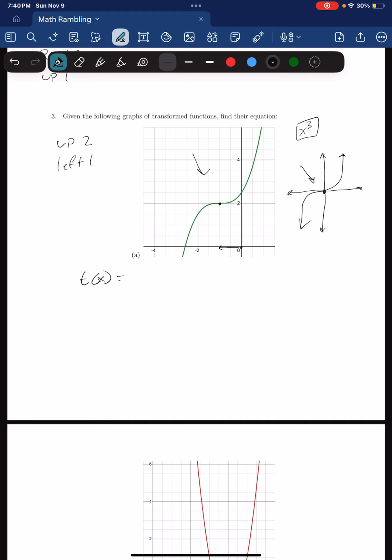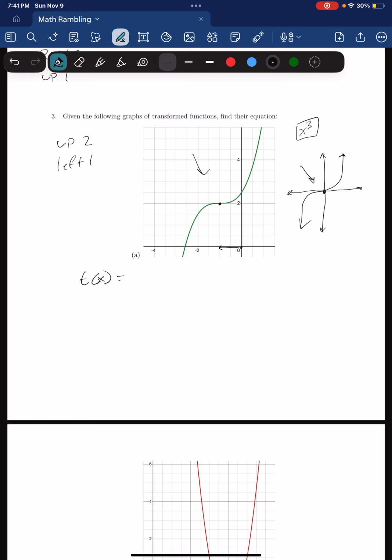Now we need to know, was it flipped at all? Well, since it's on the left going down and on the right going up, just like in our parent function, it doesn't look flipped to me. But let's plug in some values and find out.